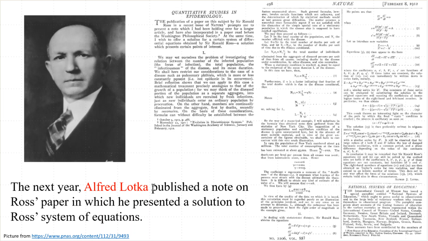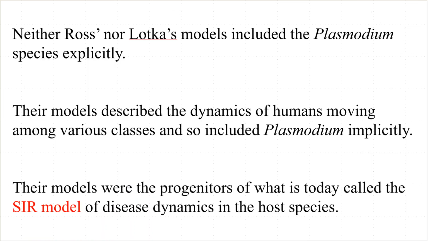But the first paper that he published of any note was an analysis of this model that Ross had proposed the year before about humans interacting with malaria parasites. Now, Ross's and Lotka's models are, as I said, models of the interaction between two species, humans and Plasmodium, but Plasmodium's abundance doesn't enter into the model equations that Ross or Lotka used.